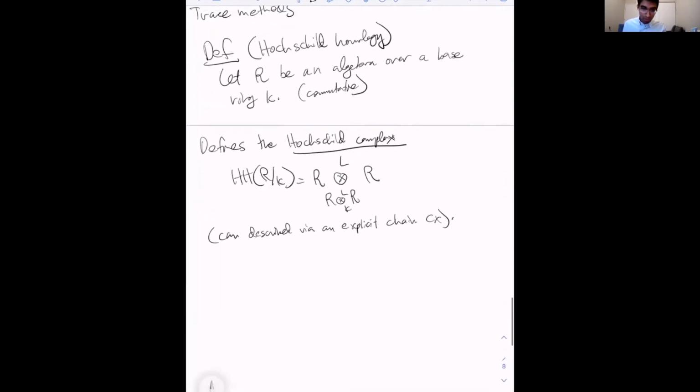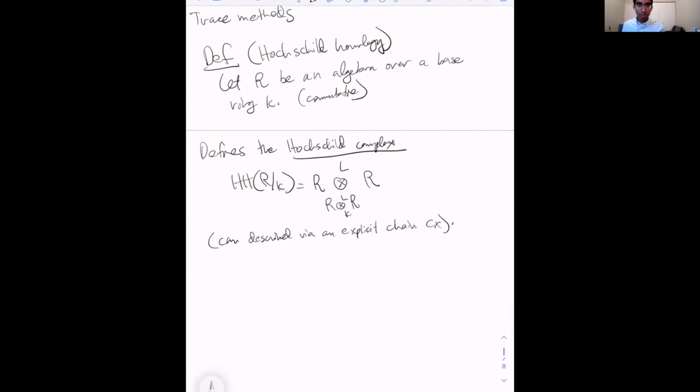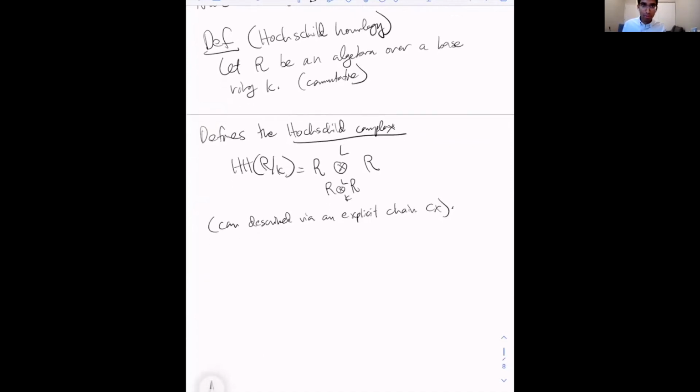A priori this looks a little ad hoc, but in fact this turns out to be a very central construction. It is a really fundamental construction for at least two reasons.